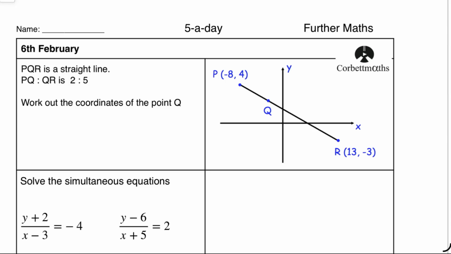Okay, so it looks like we have another ratio straight line question. PQR is a straight line, PQ equals 2 parts. I'm going to put this on the graph. So PQ equals 2 parts and QR equals 5 parts. Work out the coordinates of the point Q.